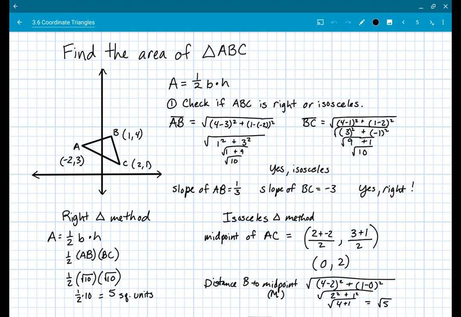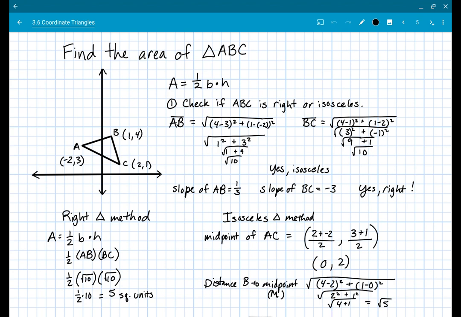Slope of AB was 1/3, and I just counted that from the graph, up 1, over 3. The slope of BC was -3, down 3 over 1. Because these are opposite reciprocals, this is also a right triangle. So I'm going to show you 2 different ways, and I'd recommend you write down the method that is, well, the shortest, because frankly, you don't need 2 methods on this exact problem, but I'm just using this as an example.